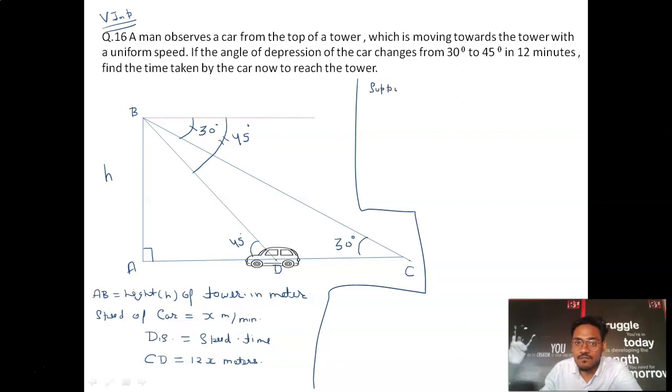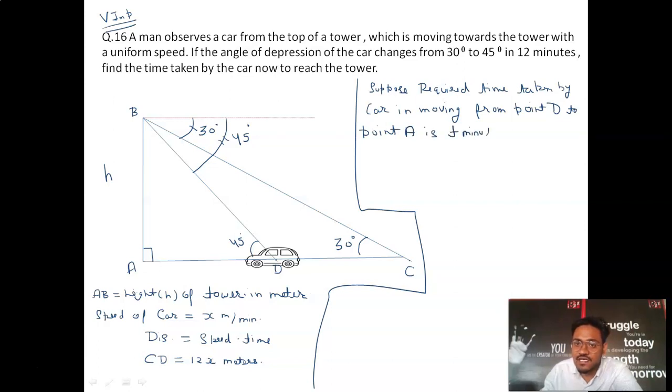Suppose the required time taken by the car moving from point D to point A is t minutes. I assumed the required time as t minutes.